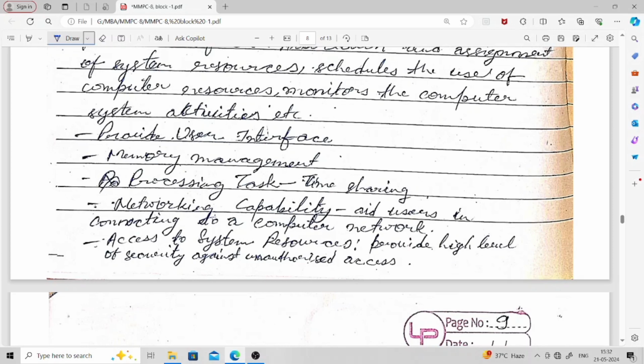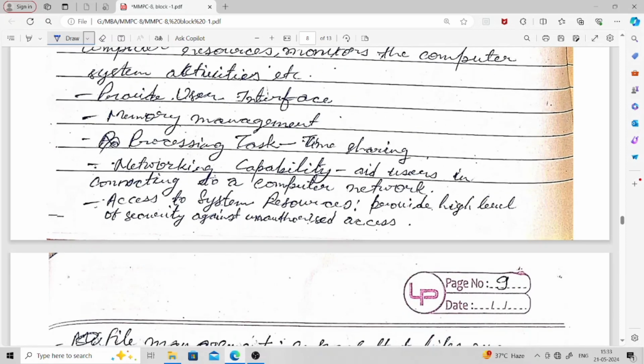So it provides a user interface. Then it also does memory management, so how much memory to allocate for different processes is also done by the operating system. Then processing task time sharing.